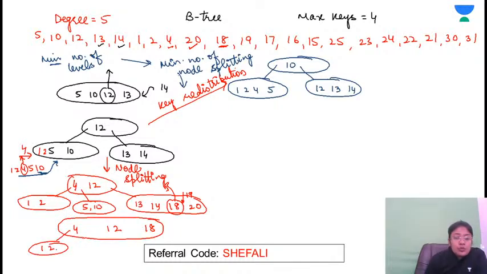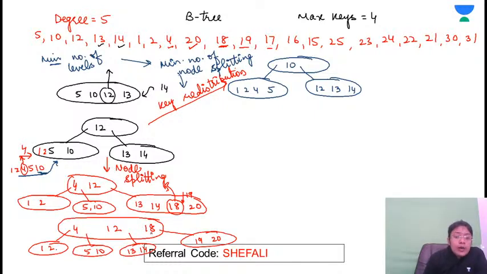1 and 2, 5 and 10, 13 and 14. Here we have 19 and 20. This node is also inserted. 19 is inserted. Take the next node 17.